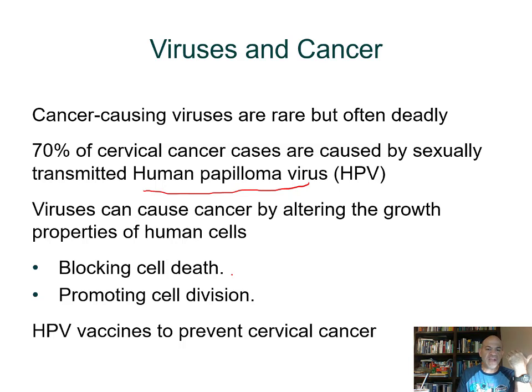So we now have vaccines to prevent this, and this has been politically controversial in many circles, but that doesn't take away from the science. These vaccines can prevent infection, and that means they can prevent cancer later on in life. So it is recommended that the vaccine be given early on, before individuals become sexually active.